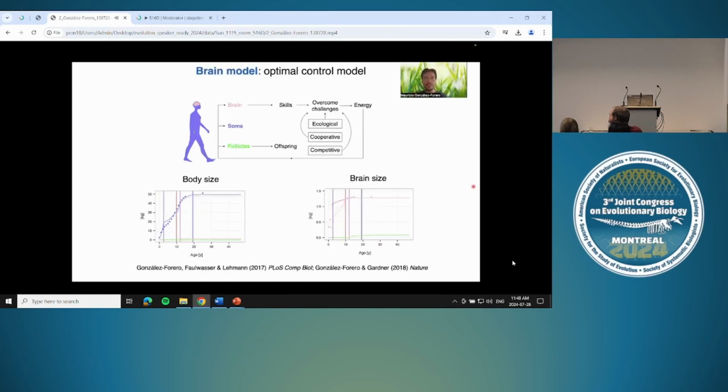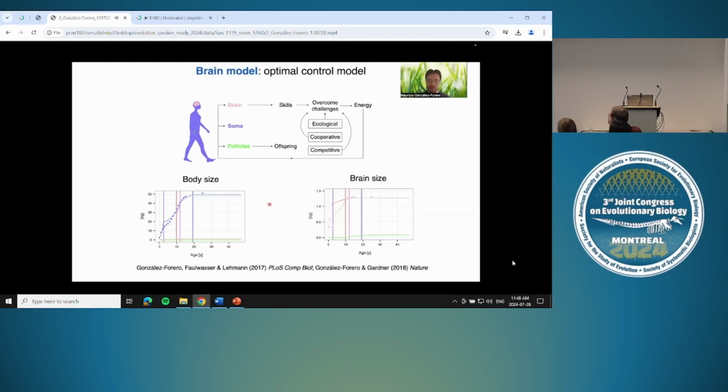The first step has been to formulate a mathematical model that can replicate human brain size evolution. I call that the brain model. I'm not going to go into the details of the model, but basically it gives quantitative predictions for the evolution of body sizes and brain sizes over ontogeny. The blue line here is the predicted body size over the life of the individual, and the pink line is the predicted brain size over the life of the individual. The dots are the observed values for an average human female.